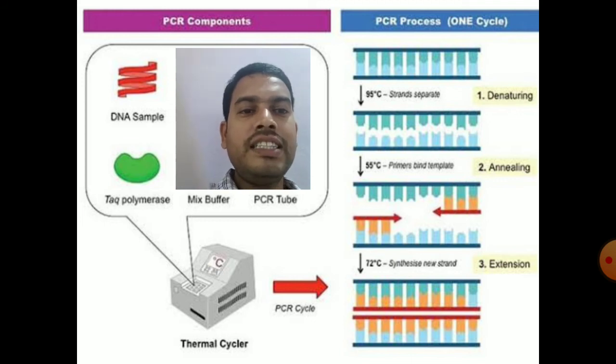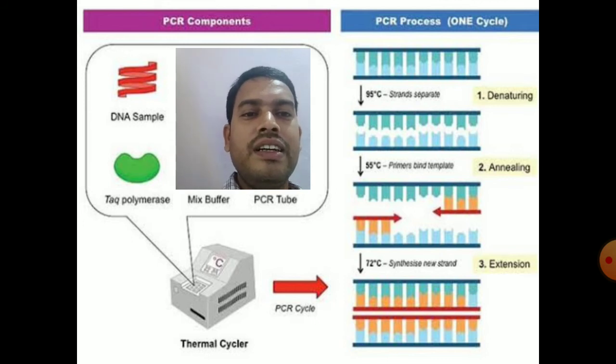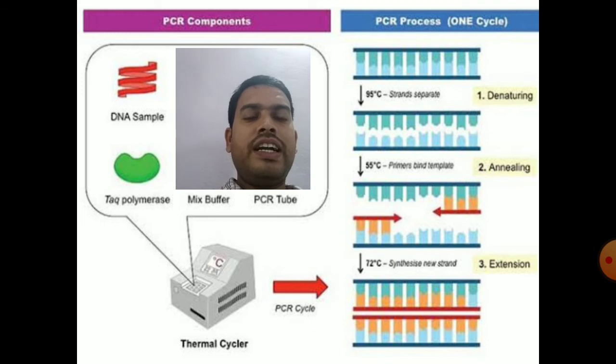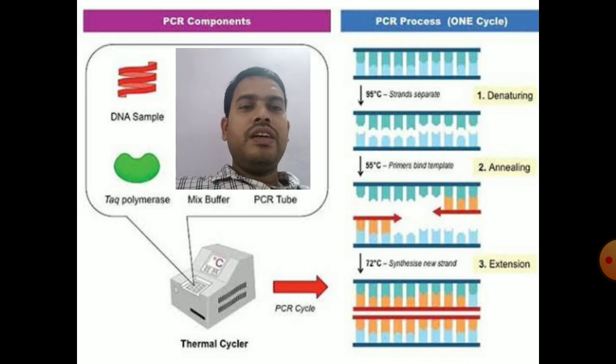You can see in the right side, it's a three-step process of PCR: denaturation, annealing, and extension. So all the three processes are carried out at three different temperatures. Denaturation at 95 degrees centigrade, for 30 seconds. Annealing at 55 degrees centigrade, that is 20 seconds. And extension at 72 degrees centigrade, that is also for 30 to 40 seconds. So these are the three steps which are maintained at three different temperatures.